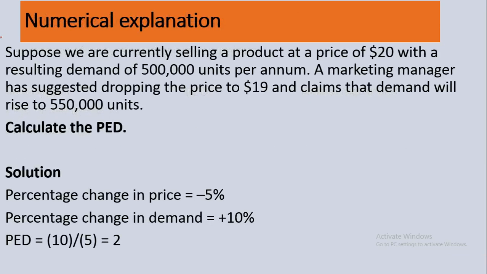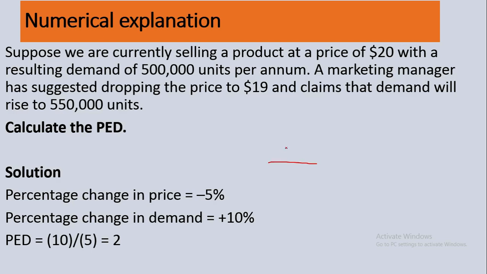So what happens, suppose you are currently selling a product at a price of $20 with a resulting demand of 500,000 units per annum. A marketing manager has suggested to drop the price to 19. You see, now there is a reduction of $1, and they claim that the demand will increase to 550,000 units. So what is the formula? Hurry up, what is the formula? Keep on writing down the things, keep on noting down the basic points, right?